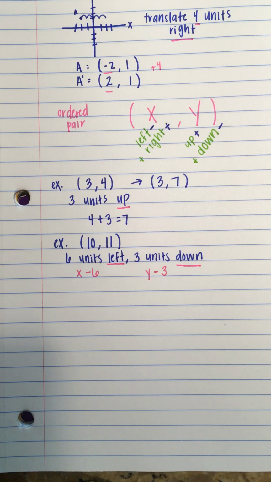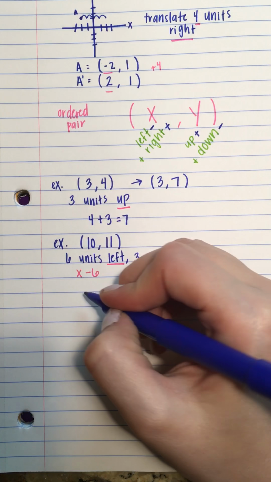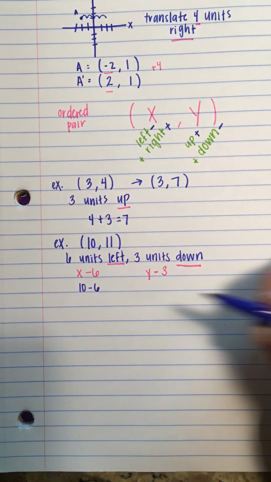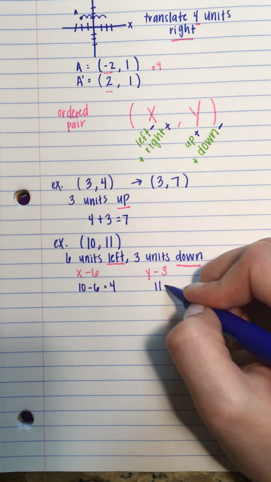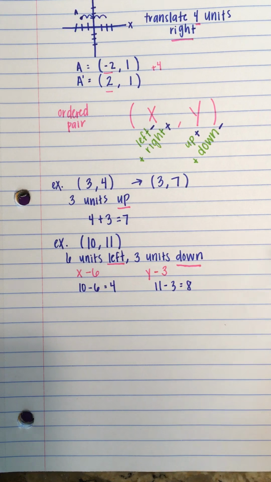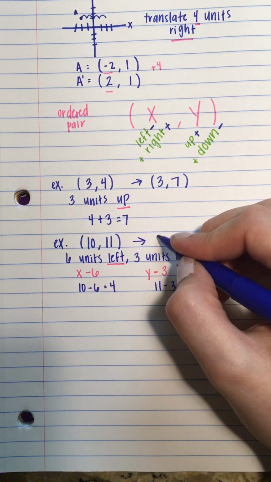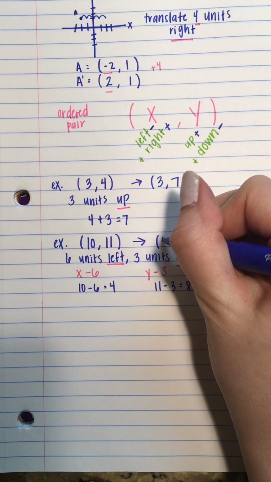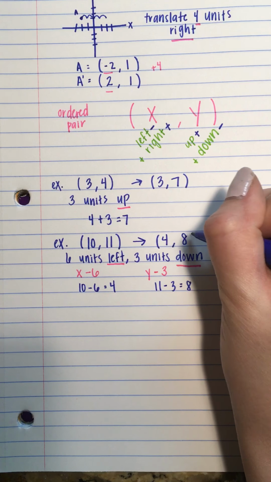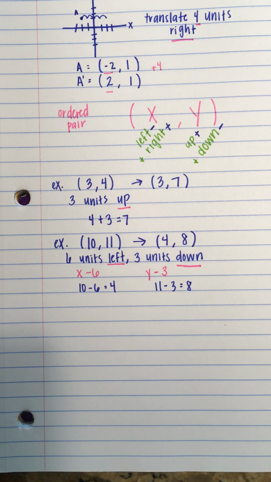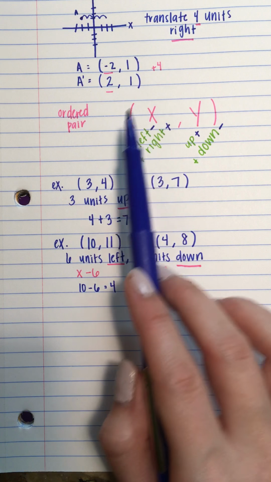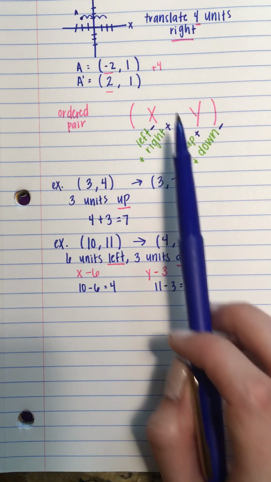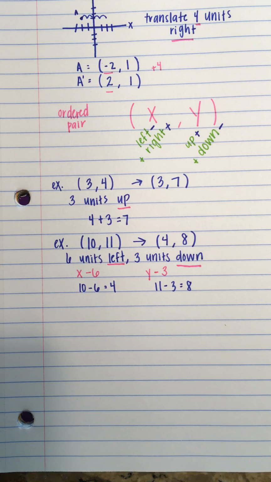Okay, so now let's do our actual problem here. So 10 minus 6 is 4. And 11 minus 3 is 8. So my new ordered pair, my x is 4, my y is 8. Okay? So all I'm doing is if it says left or right, I'm changing that x. If it says up or down, I'm changing that y. I'm either adding or I'm subtracting.